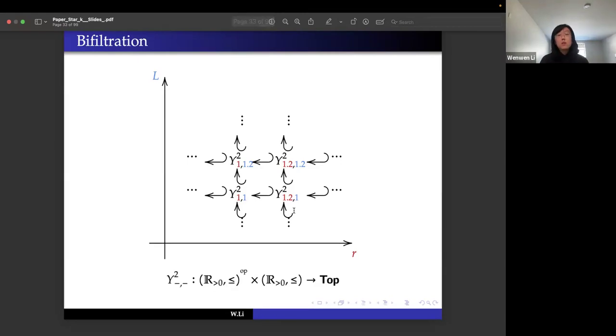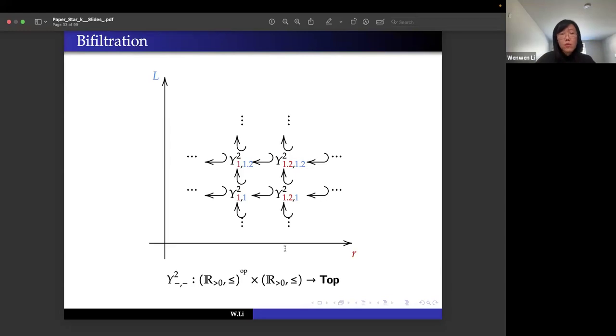And this is the functor we're considering. The parameters are posets of real numbers. The first one is contravariant. The second one is covariant.